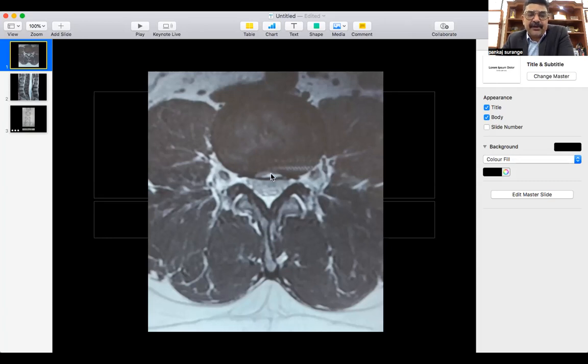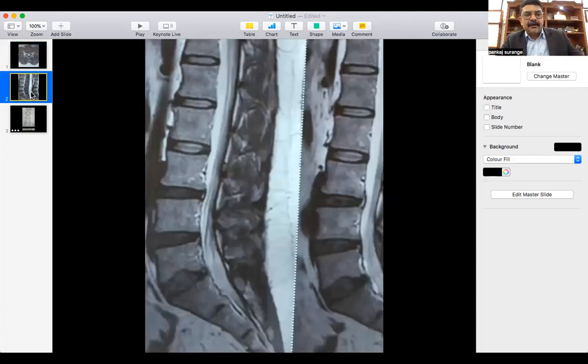There is a big tear over here in the disc, and you can see the degeneration of the disc. Look at this axial section also. You can see there's a big tear over here. Also, there's a tear over here and one small tear over here. So these are the three discs which are involved.